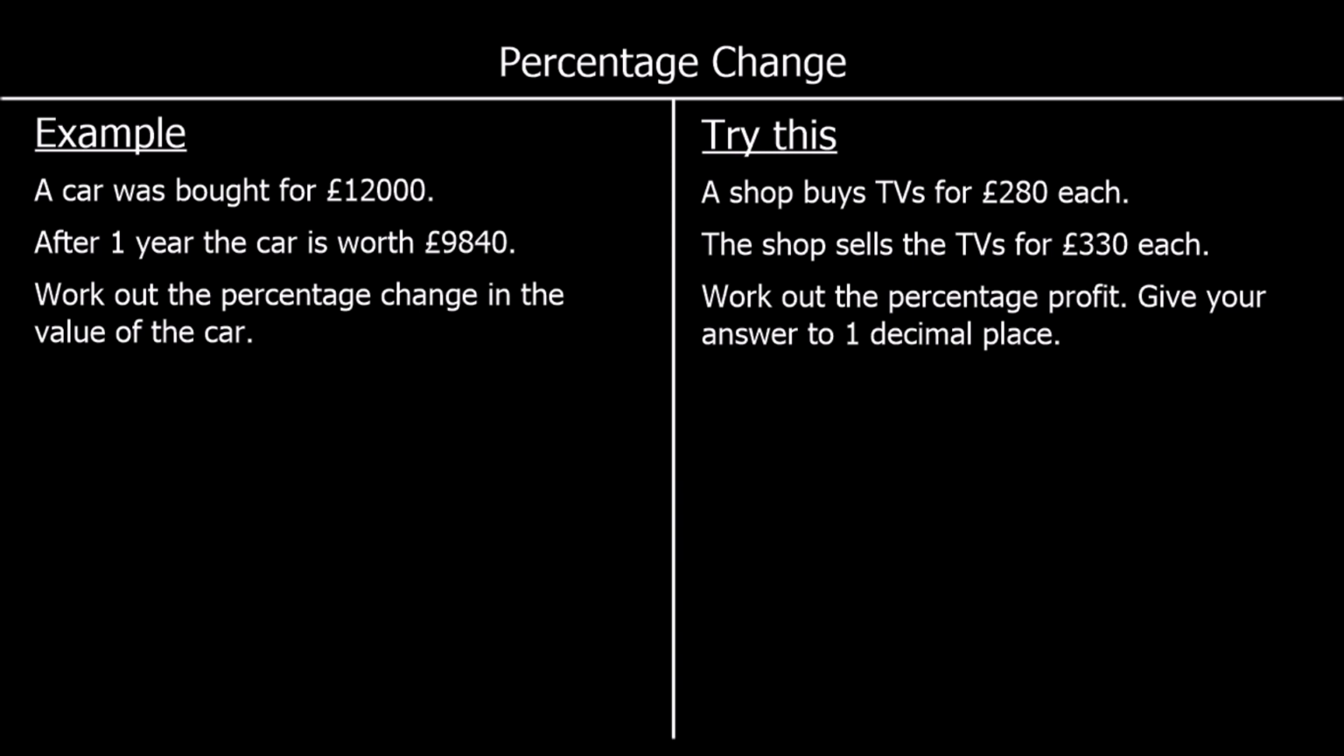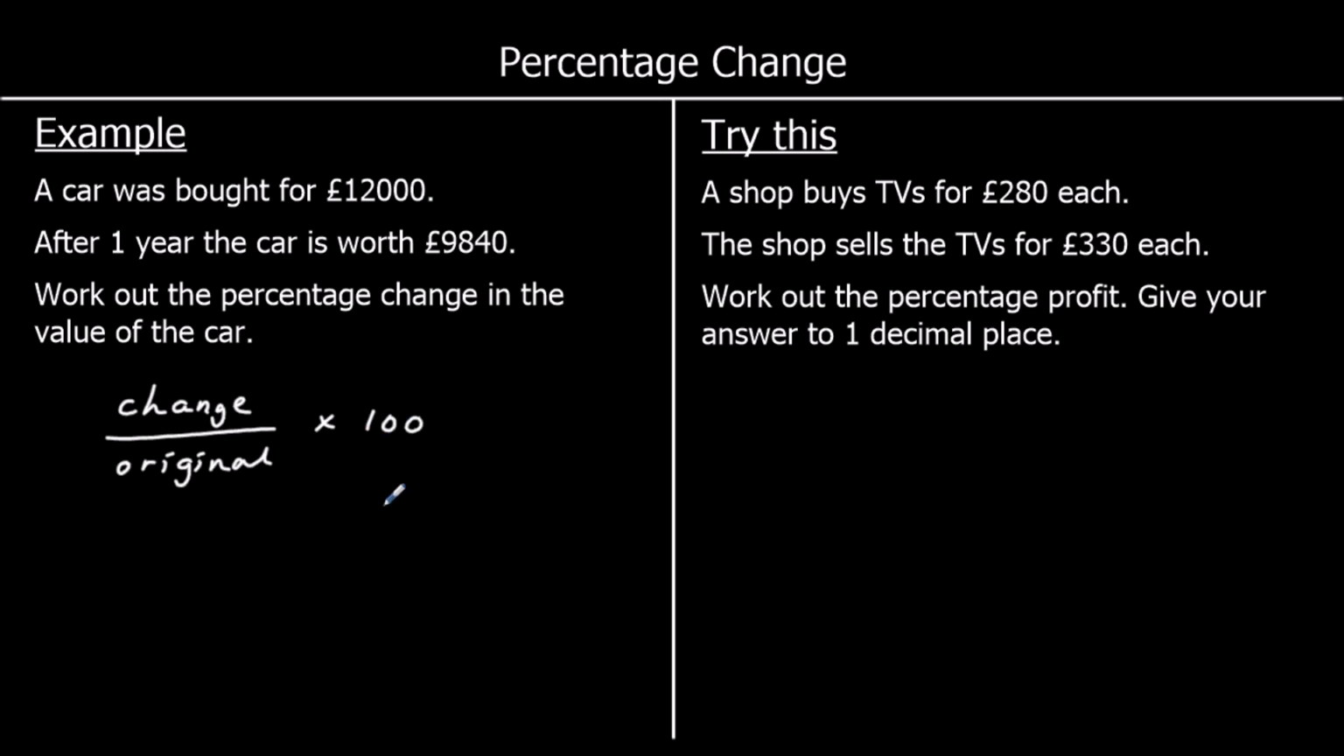And percentage change. So percentage change is a change over the original times 100. So in this example, a car was bought for £12,000. After a year, it was worth £9,840. Work out the percentage change in the value of the car. So by what percentage do you change 12,000 to get to 9,840? So we use the change, so we work out how much it's changed, divide by the original amount, and times 100 to make it a percentage.